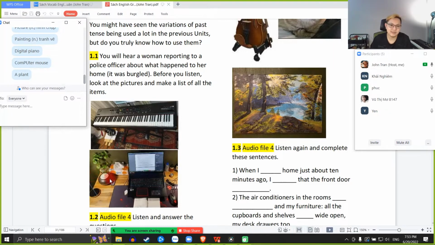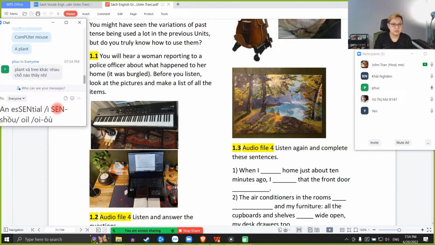Okay, so we have this one. Cái này là cái máy khuếch tán tinh dầu. This is an essential oil diffuser. Máy khuếch tán tinh dầu.